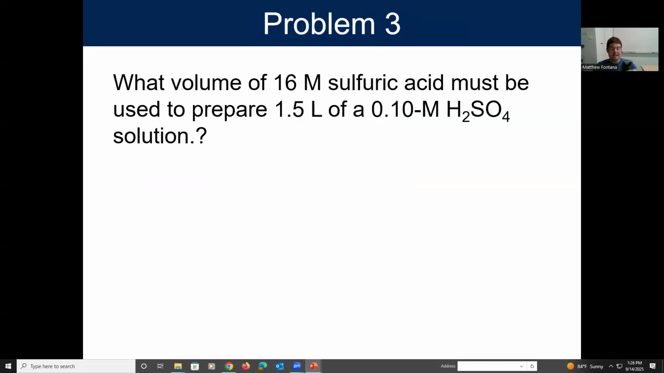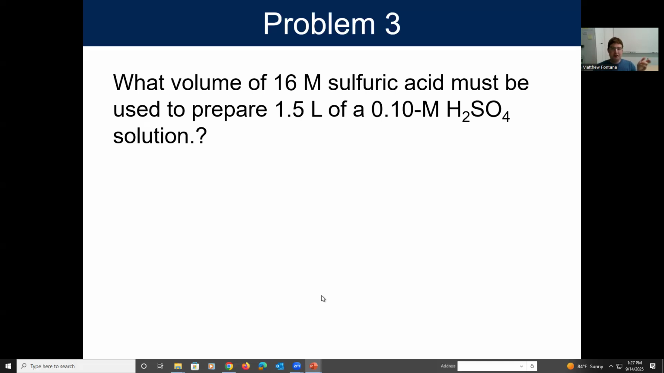As an example to show you what this can look like, here we have 16 molar sulfuric acid. We're asking what volume of 16 molar sulfuric acid must be used to prepare 1.5 liters of a 0.10 molar sulfuric acid solution. So here we're asked to solve for a volume. When doing this question, you need to figure out what the terms you're given correspond to, and ask yourself what type of question you're being asked to solve.